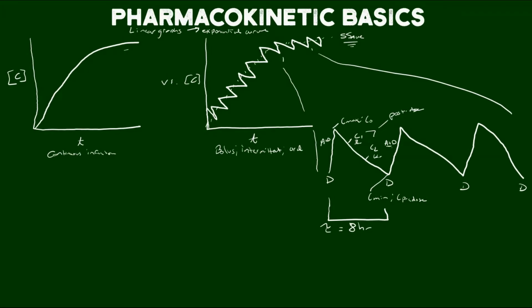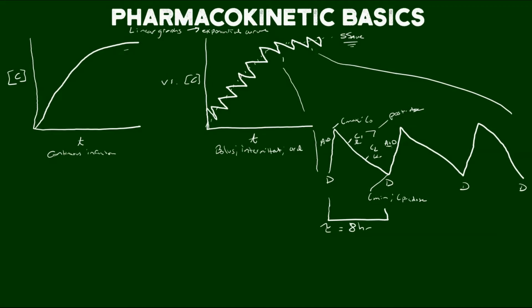We have a dosing scenario that is either bolus, intermittent, or oral, where we have highs and lows, or Cmaxes and Cmins. Sometimes we refer to those as C naught and C predose. We have a tau, or a dosing interval, of 8 hours. We have two post-dose concentrations that don't fall at Cmax or Cmin, at 3 hours and 6 hours. And so that is a common dosing scenario we'll see.